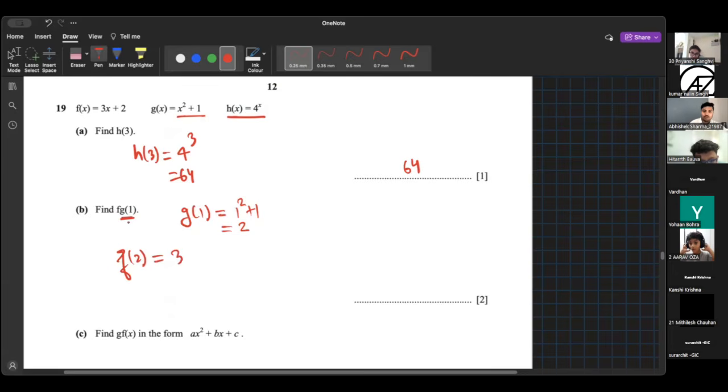f of 2 will be 3 times 2 plus 2. So 3 times 2 is 6 plus 2, that is 8. Hence, f of g of 1 is equal to 8, and 8 is the final answer. Clear?